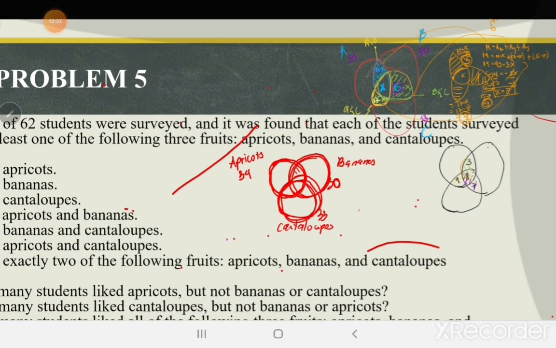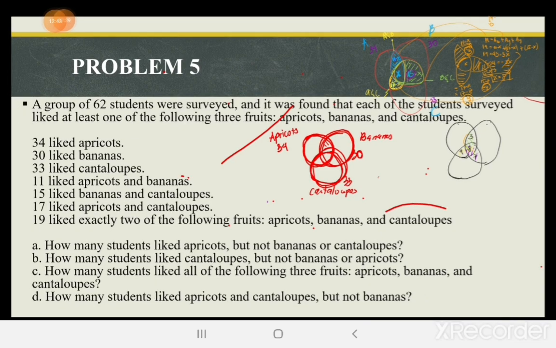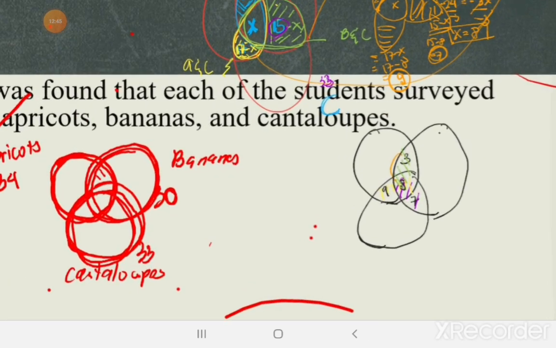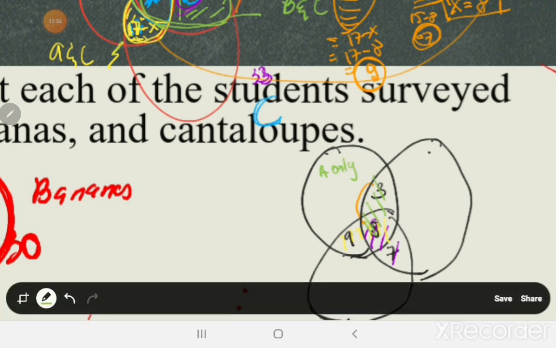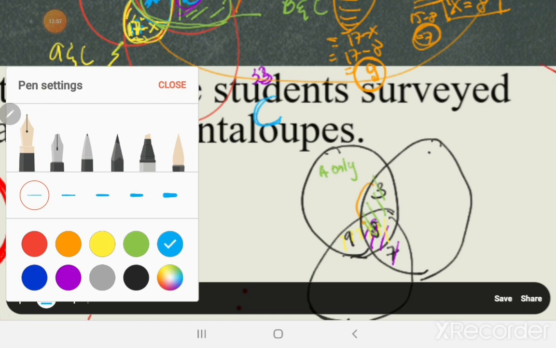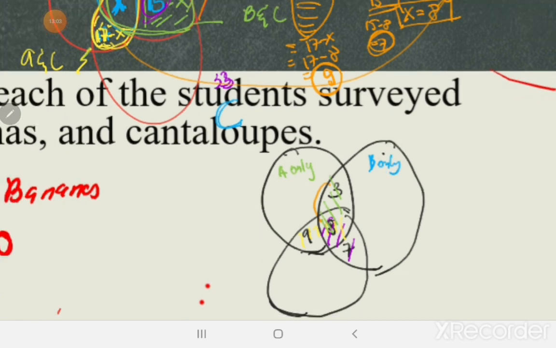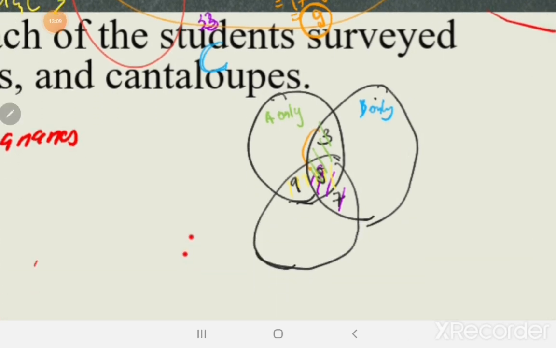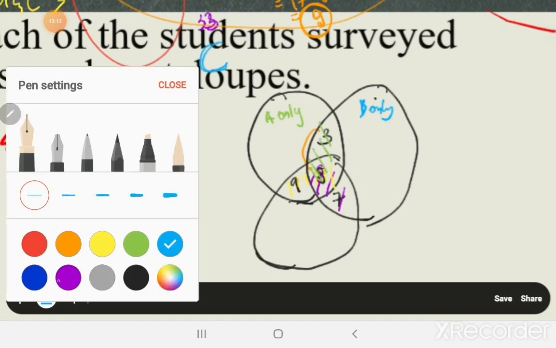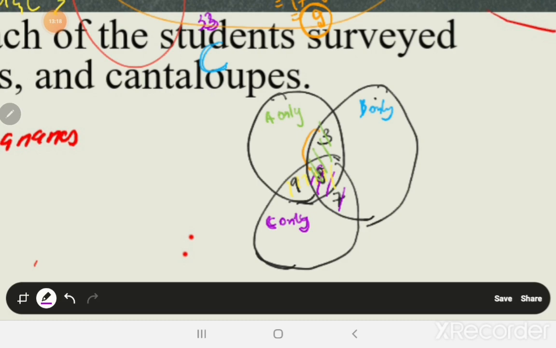Yan. So, paano din natin makukuha yung mga may gusto ng apricots lang, bananas lang, cantaloupes lang? So, apricots only. Sila yung mga loyal. Kahit nawala na sila pare, tama? We have our B, banana only. And our C, tama ba? Yung cantaloupes only. C only. Ikaw lang, kumbaga. Yan. So, paano natin isosolve yan, guys?